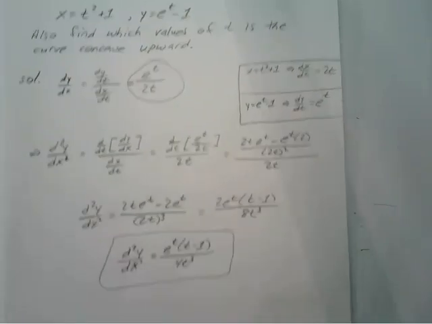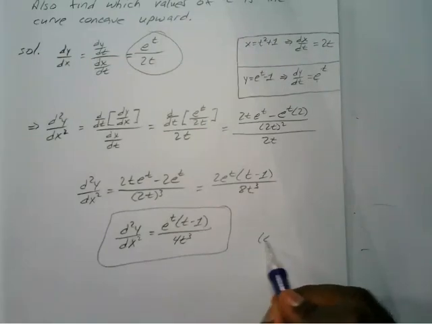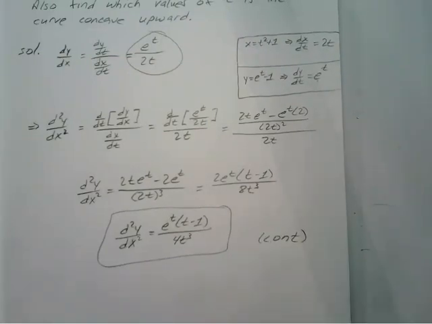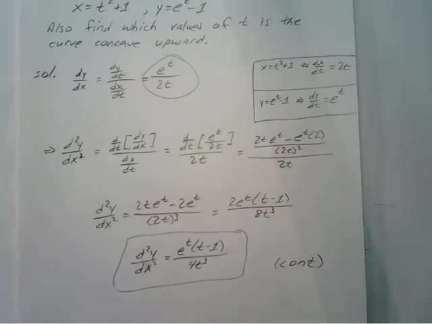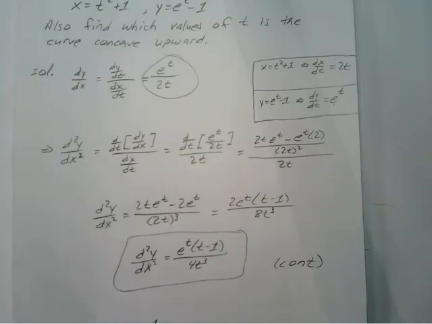Okay, so we still have a little bit of work to do, and we're running out of room on this sheet, so I'm going to continue this on the next sheet. If you are still writing, please feel free to press pause. We're going to continue solving this one, because we're going to find for which values of t the curve is concave up.